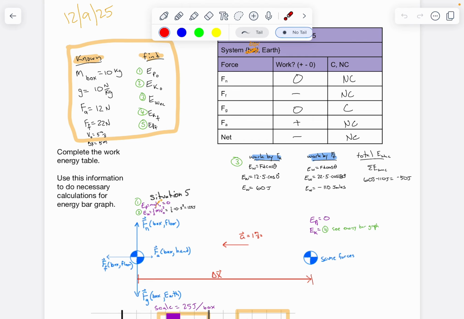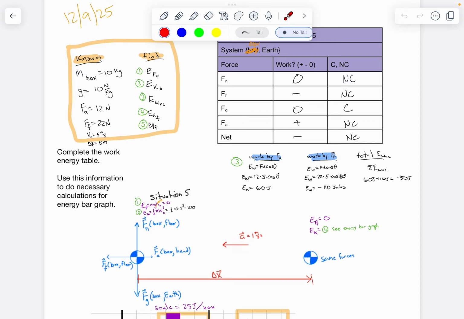That is part of our system. That is the only conservative force that we have. It does no work, but it would be a conservative force. And then our applied force, again, the hand is not part of the system. It will do non-conservative work. It is in the same direction as my displacement, so that is positive.